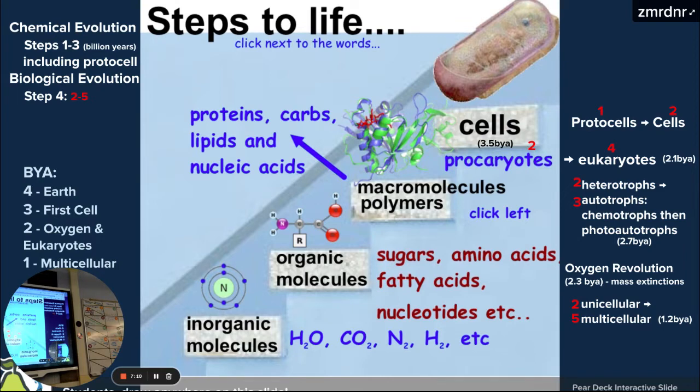Talked about the oxygen revolution and mass extinctions in unicellular before multicellular. Big picture over here, 4321, in billions of years ago, right? The Earth, 4.5 billion years ago. First cell about a billion years after that. Oxygen revolution, and then eukaryotes about 2 billion years ago, and then multicellularity about 1 billion years ago. Most of the diversity of life we talk about, like in the Paleozoic era, right? We talk about those not being in billions of years, but millions of years. So just keep those straight, okay?